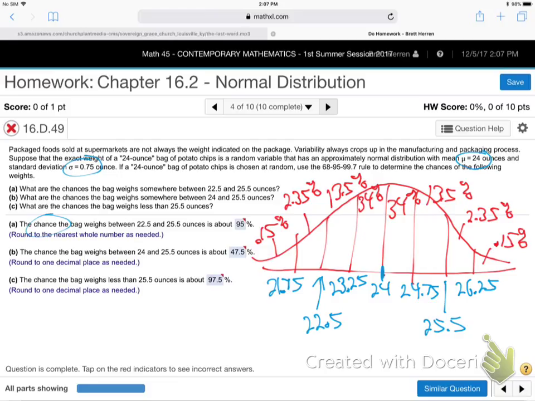And so basically this will tell you the percentage chance that you're going to get a bag of chips. They're saying, if you get a bag of chips at Frito-Lay, what's the chance that the bag weighs between 22.5 and 25.5? Can you do that first one? Can you answer question A, using the bell curve there?